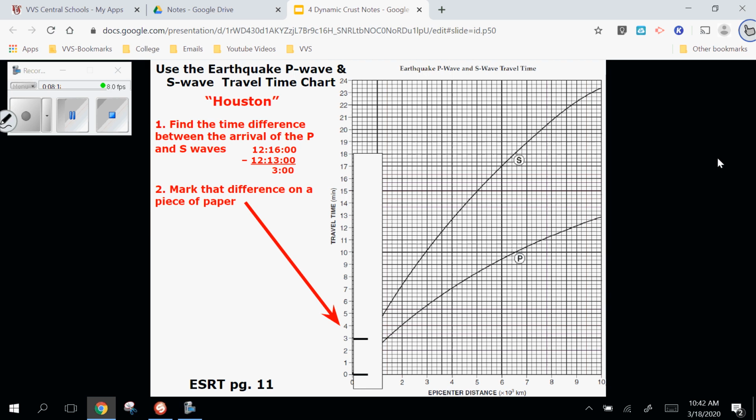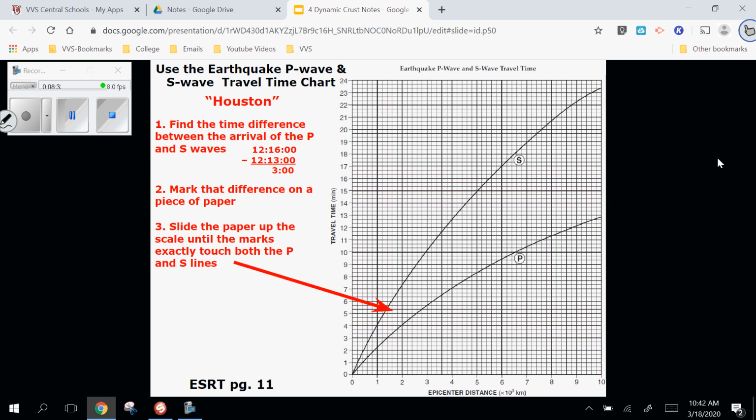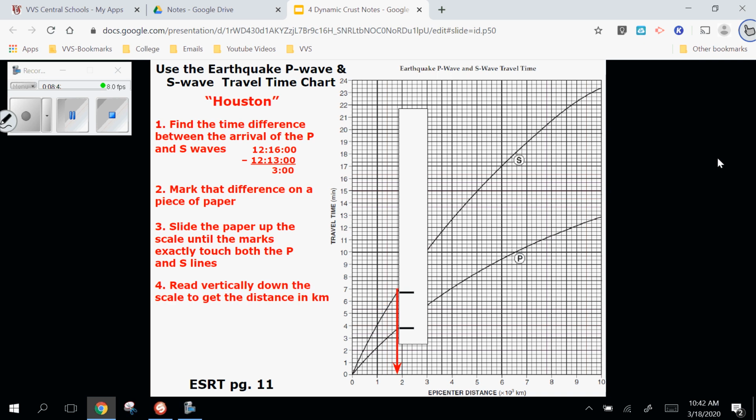Now we take a piece of scrap paper and we go down to our minute scale and we mark off 3 minutes of time. Now, keeping that piece of paper perfectly vertical with that grid, we're going to move it up the scale until the marks touch both lines. And then we're going to collect 2 pieces of data at this point. We're going to read down the scale vertically.